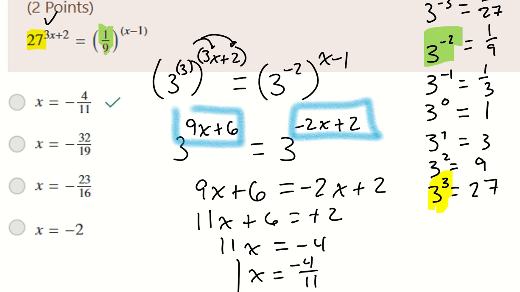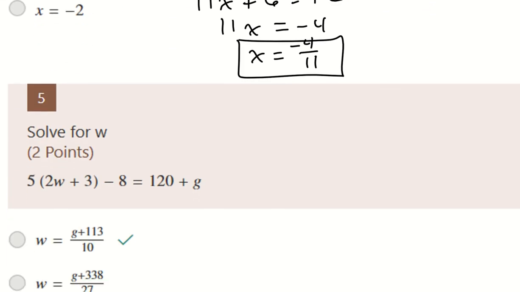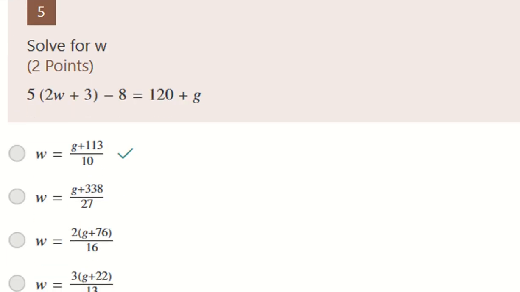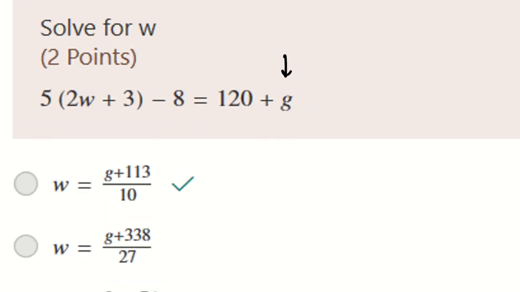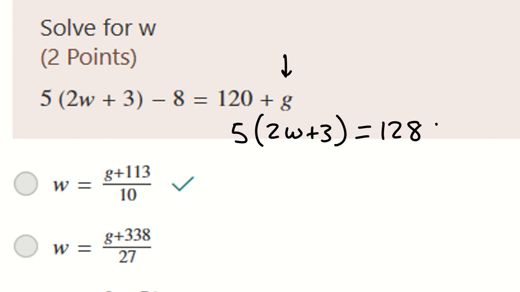So that is the correct solution, and you can see it's right here also. On to number 5, it says solve for w. Okay, this is great because there's a g here also. So to solve for w, I think the first thing I'm going to do is go ahead and add 8 to both sides. So I'm going to get 5 times the quantity of 2w plus 3 is the same as 128 plus g. So now I'm going to distribute this 5 across this addition problem.